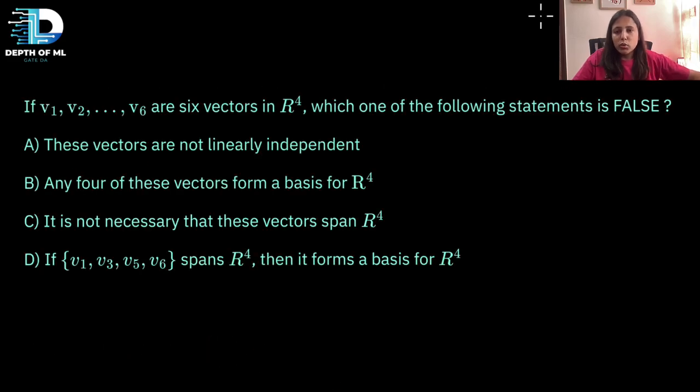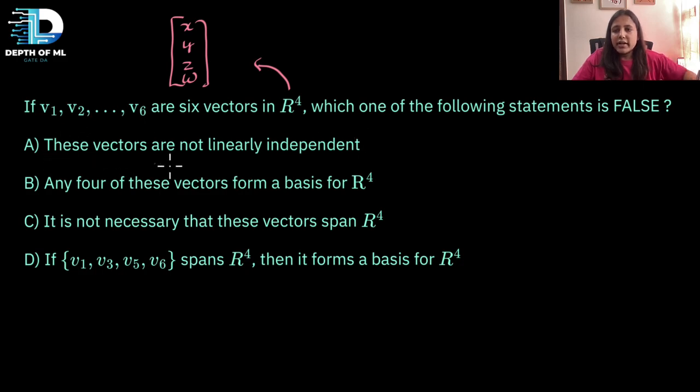Now let's look at this question. If V1, V2 up to V6 are 6 vectors in R4, which of the following statements is false? It has been given that there are 6 vectors from R4. So what is the meaning of R4? R4 means your vectors will look like this: X, Y, Z, W. You will have vectors of this form. Now they are asking which of the following statements is false. One of these statements is false, but we will check every statement and see how they are.